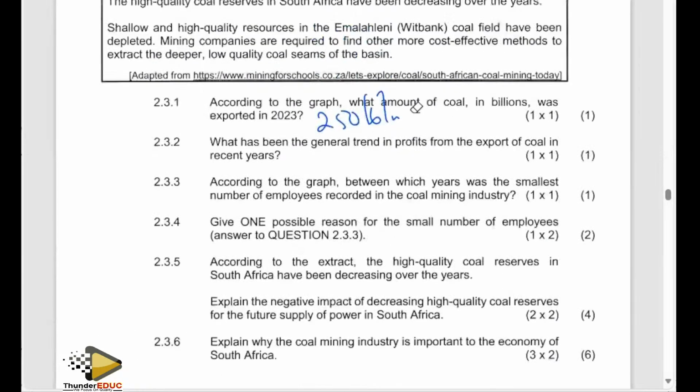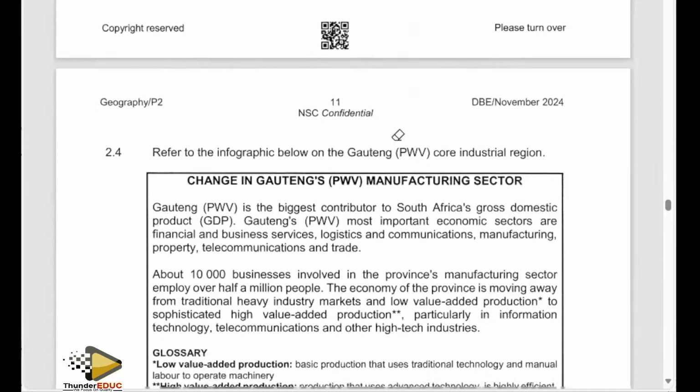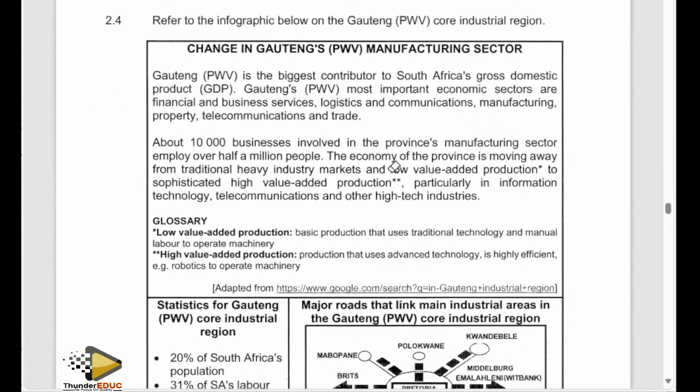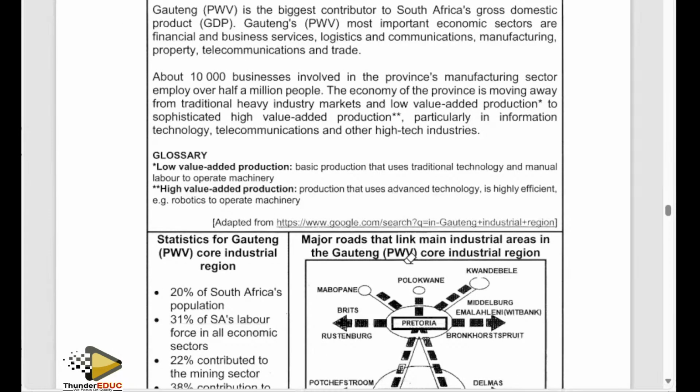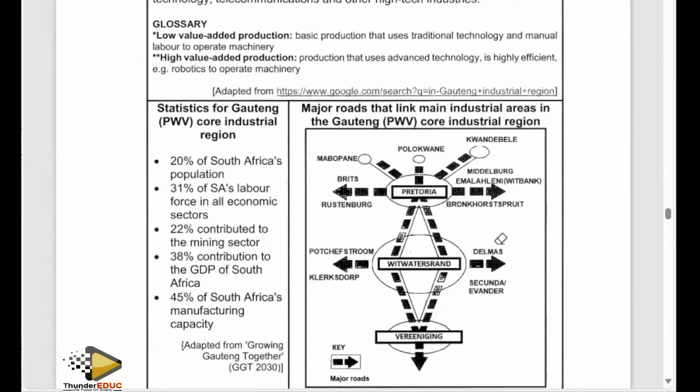Right. Move on to the next question. We're not limiting ourselves. We are done with question number 2.3. We move on to question 2.4. 2.4 is based on the PWV core industrial region. There is a text there, and also there's this infographic, which has got the routes and also the statistics.